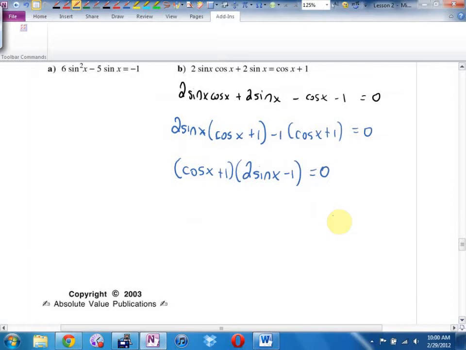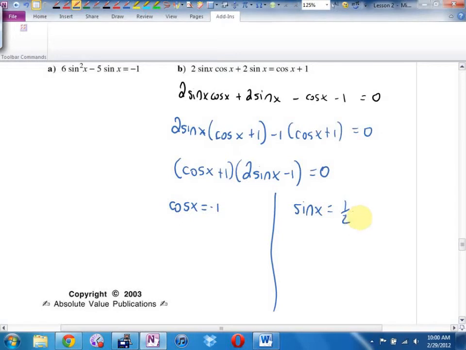What are my roots? Cos x equals negative 1. Alarm bell, try the unit circle, because that's not going to be a special triangle question. And sine x equals 1/2. Do I have a triangle with a 1 and a 2? Oh, yes, I do. And I take it from there.